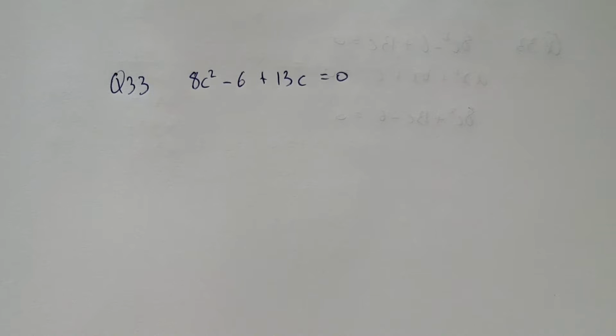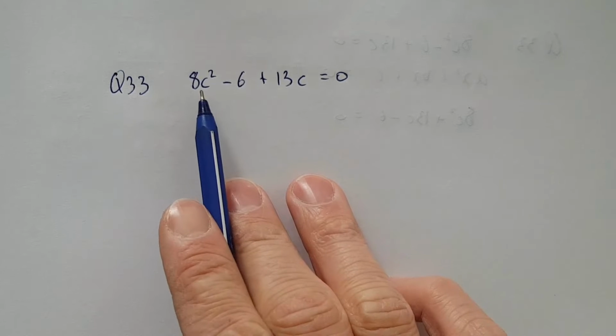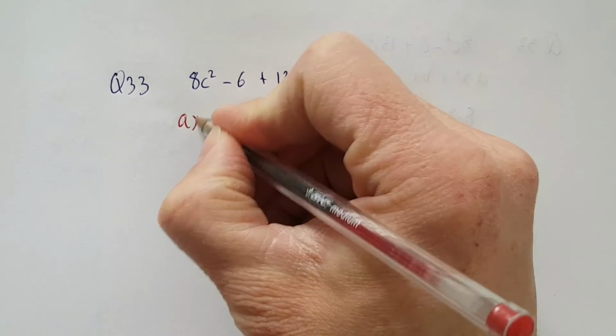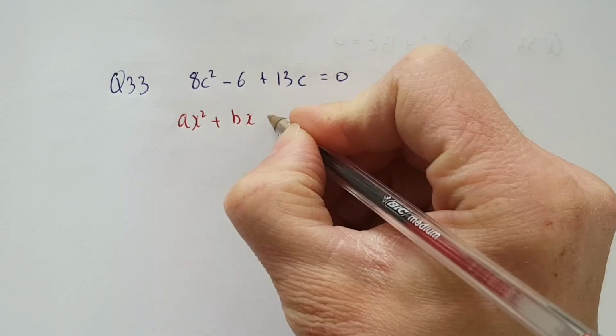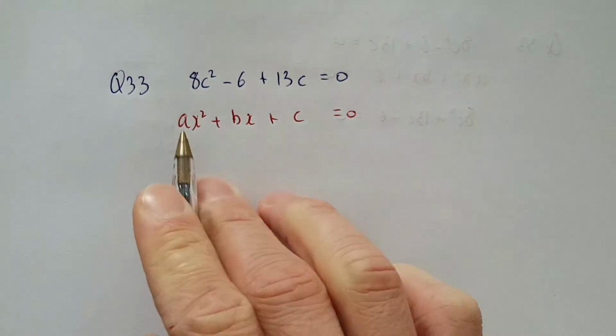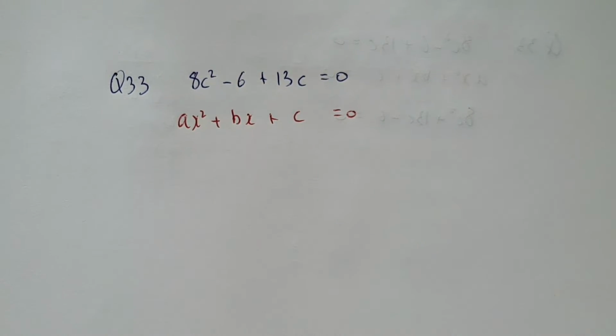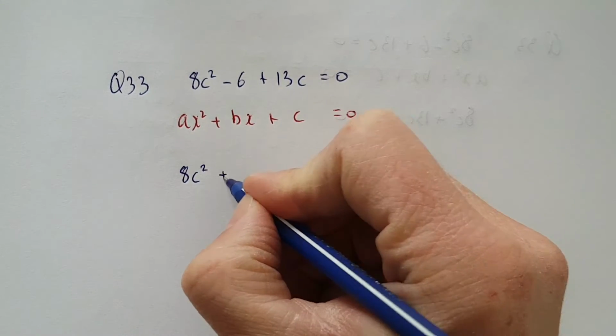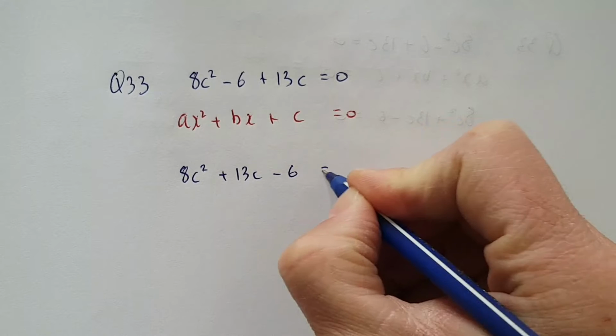Okay, so we'll have a look at one more question here, question 33. When we look at it first, yes, we're using c instead of x, but that's not a problem. The problem here is that our equation is not written in the correct form. It's not written in the form ax squared plus bx plus c is equal to 0, in the form of a trinomial. So we just have to rewrite it in the correct order. So we say 8c squared plus 13c minus 6 is equal to 0.